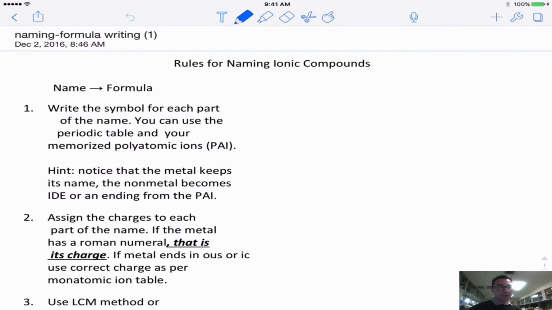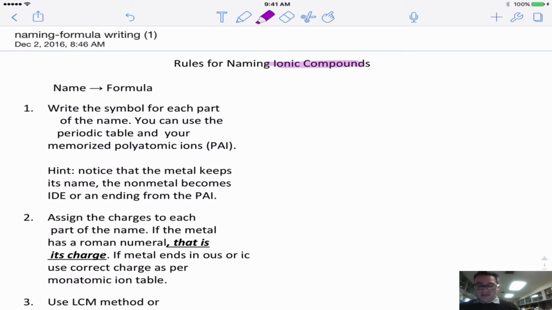Now, can you look at your polyatomic ion sheet and figure out what the ions are? Yes. But in the end, you're going to need to be able to do this on your own without the help of those charts. Okay, so the first thing that we're going to do is talk about ionic compounds. Ionic compounds are the first type of compounds that we're going to look at.